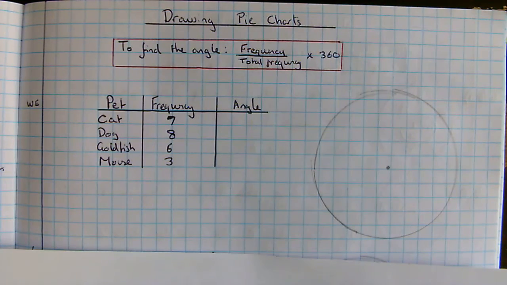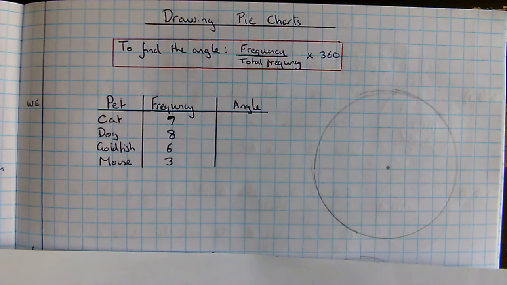Okay, this is another one of my favourite units, which is looking at how to draw a pie chart. Don't worry too much if you don't have a compass with you at home. As you're drawing these, just use any circular object that you can find to trace around. Also, if you don't have a protractor with you at home, then just estimate the angle.